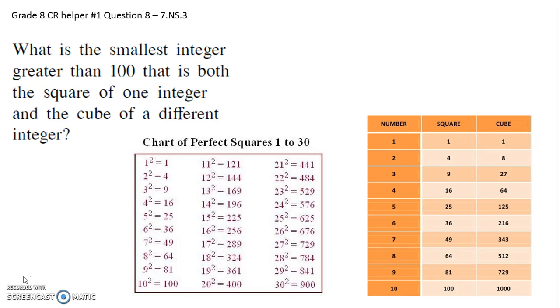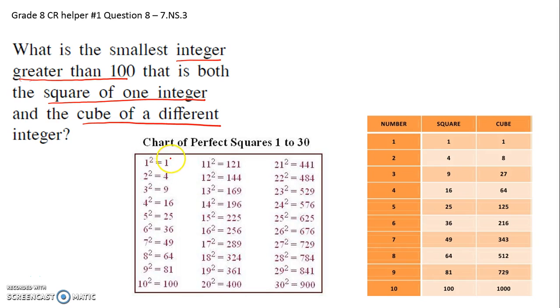So it says, what is the smallest integer greater than 100? So I just put that little extra onto it. Smallest integer greater than 100, that is both the square of one integer and the cube of a different integer. So what I did to figure this out is I just pulled up charts that had perfect squares and then perfect cubes.